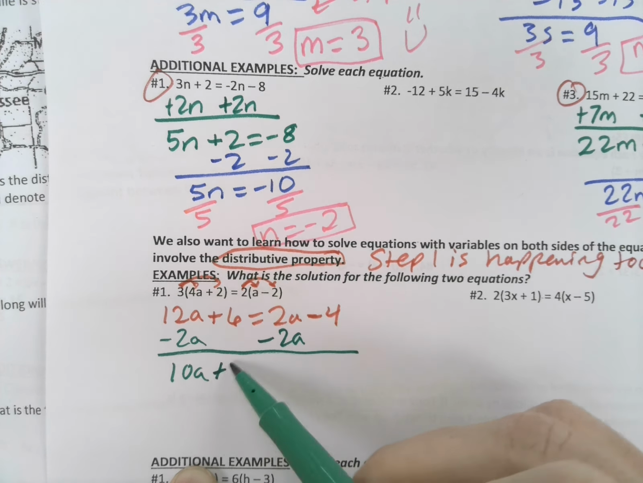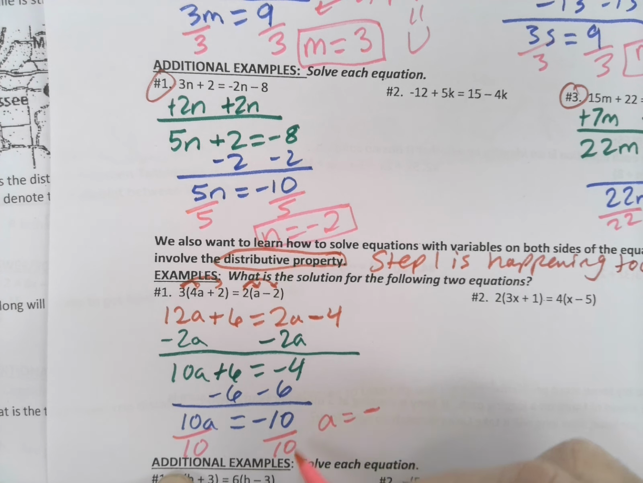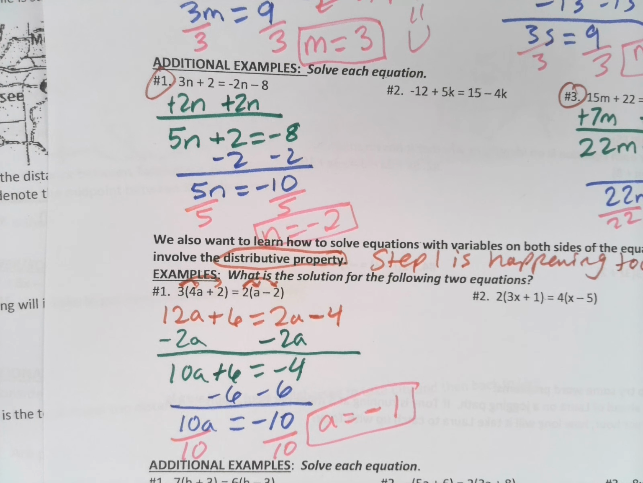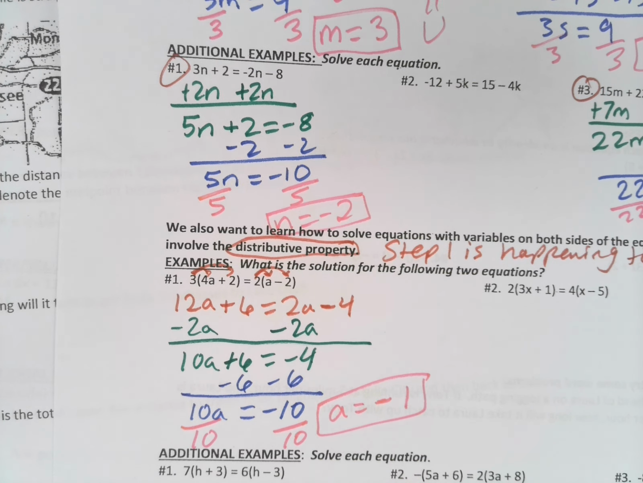And then finally, divide by 10. Negative 10 divided by positive 10. A negative divided by a positive is a negative. And so that's going to be negative 1.